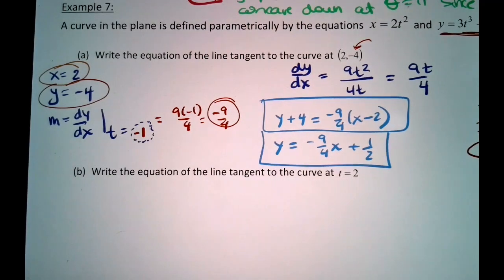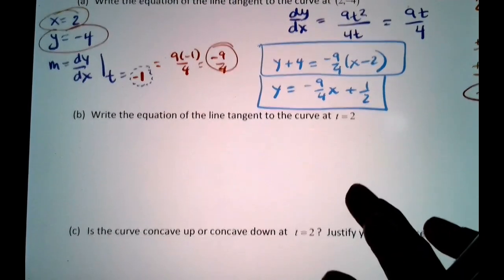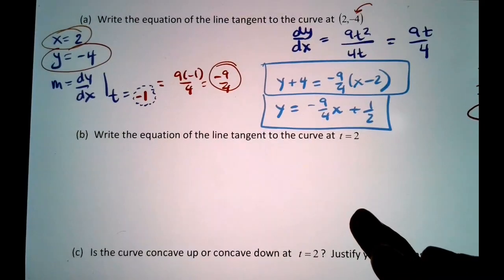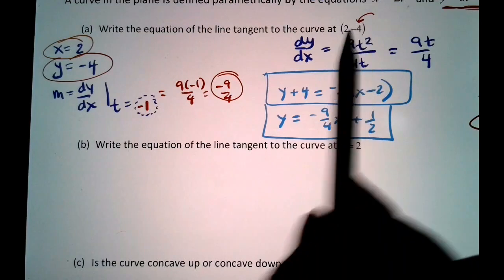I accept both of them. Look and see what WebAssign would like you to respond. If they ask you this question at all, maybe they'll just ask you for dy dx, and your answer is -9/4. Okay. What I want to do is compare this with part B. This one is sort of the opposite scenario. In part A, you were given the x and the y, but not t.